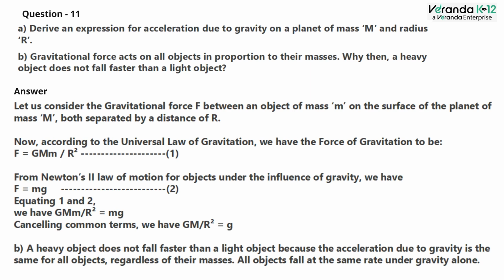Part B. A heavy object does not fall faster than a light object because the acceleration due to gravity is the same for all objects regardless of their masses. All objects fall at the same rate under gravity alone.